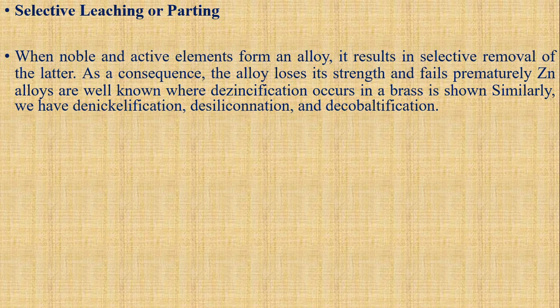Selective leaching or parting: when noble and active elements are present in an alloy, it results in selective removal of the latter. As a consequence, the alloy loses its strength and fails prematurely. Zinc alloys are well known where dezincification occurs, as in brasses. Similarly, we have denickelification, siliconization, and decobaltification.